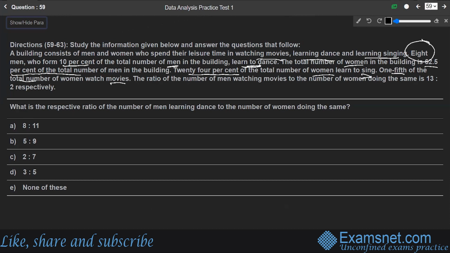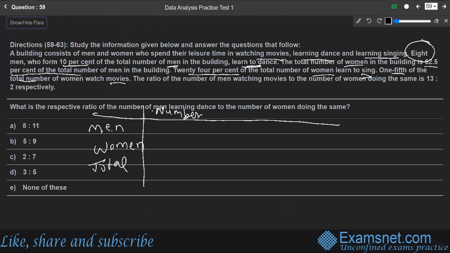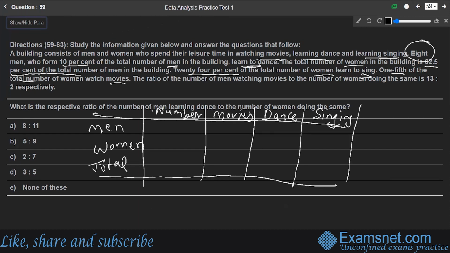So let us try to create the data out of it. The first thing, obviously, we need to create the chart first. There will be the number of men, the number of women, and we can have the total because total is also required. Then how many men are there could be one column. Then how many of them are watching movies could be another column. Then how many are learning dance is the second last column, and the last column is how many of them are learning singing. So these are the columns for the table.